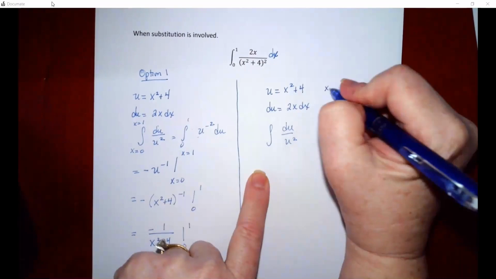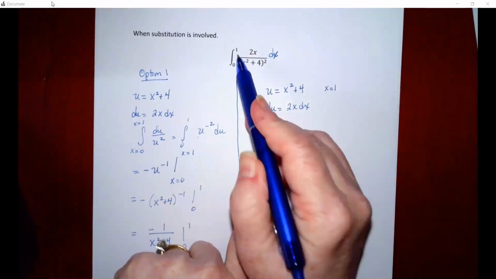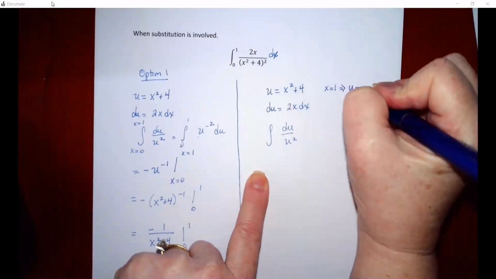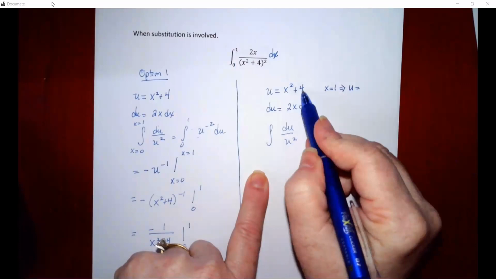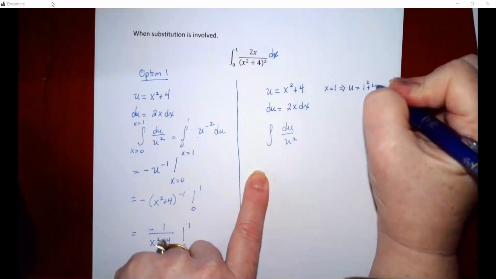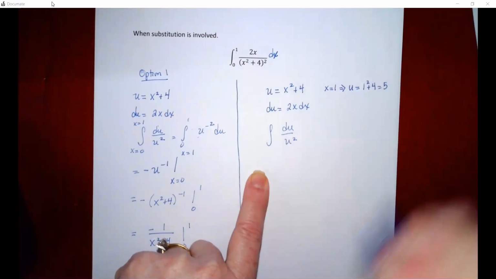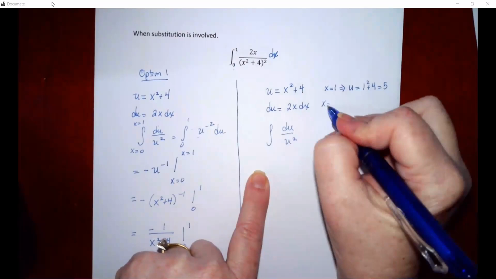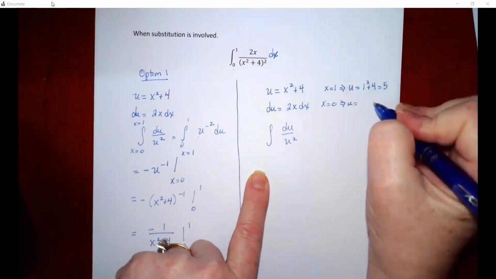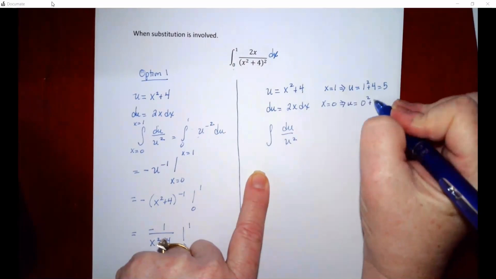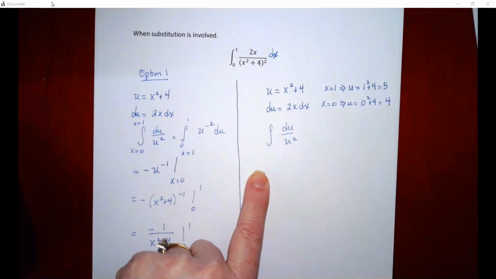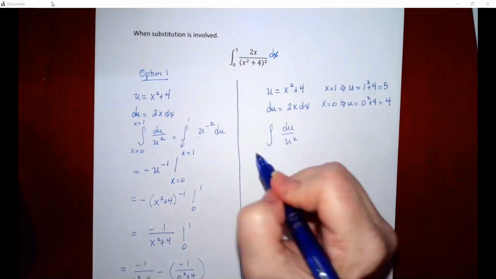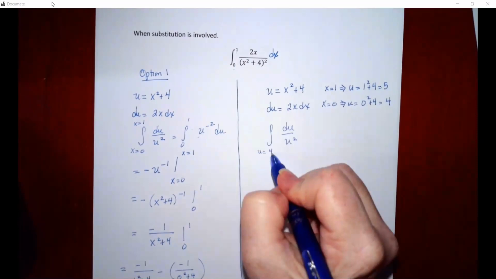Our first limit for x was 1. If x is equal to 1, that means that u is equal to 1 squared plus 4, which is 5. Our original lower limit was x equals 0. So that would mean that u is equal to 0 squared plus 4, which is 4. So in terms of u limits, this would be a u limit of 4 at the bottom and 5 at the top.